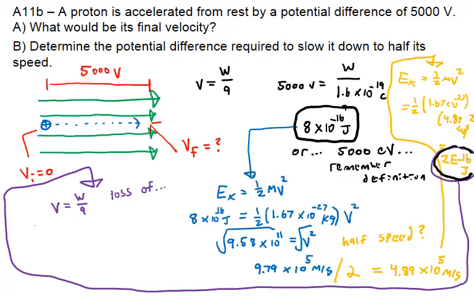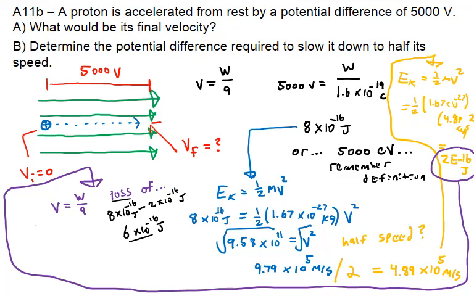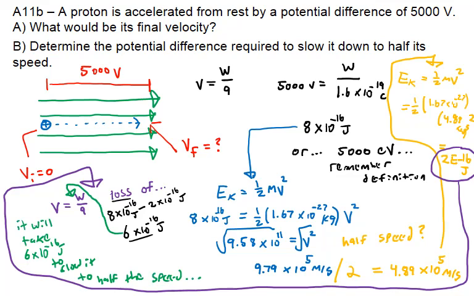So how much energy will that take? Well, we subtract those. We have a loss of 6 times 10 to the negative 16 joules. So we're going to need that much energy to slow it down. And so we'll place that in for work. It's going to take 6 times 10 to the negative 16 joules to slow it down to half the speed. And so the final result is it's 2 times 10 to the negative 16 joules. And we get the final value of 3,750 volts to slow it down.